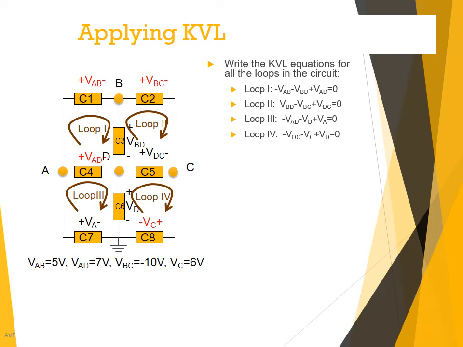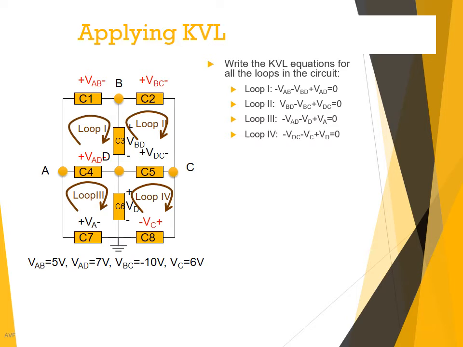Let's take the time to just look at loop 1. I'm going around in a clockwise fashion. The arrow on the arc that I've drawn inside the loop shows in which direction I want to go. So when I'm walking in that direction and I hit C1, then I hit plus first and then minus. We've already defined that as a voltage drop, so I'll put minus VAB. Minus VBD, and then VAD, when I hit C4, going clockwise, I hit the minus first and then the plus, so that's a rise. So then I add VAD, and that's equal to 0.